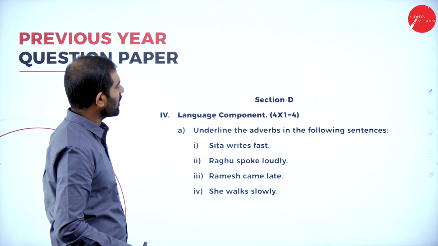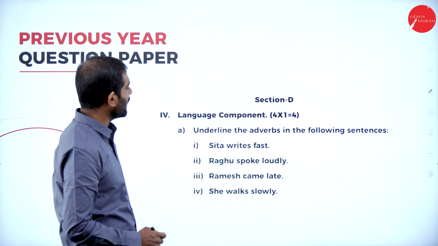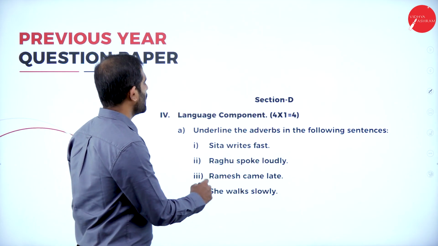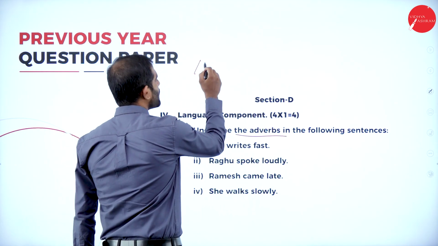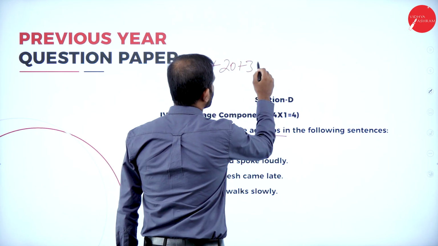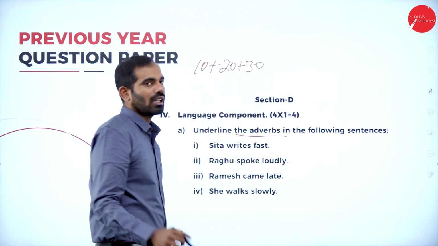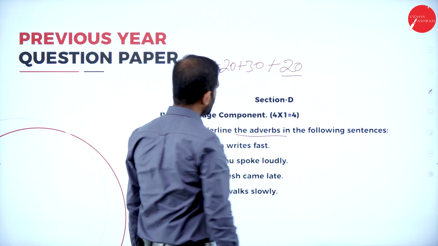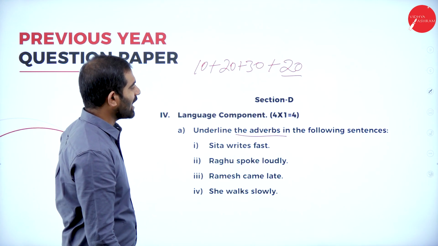This is about question and answers. Let us move on to the language component. In the language component, the very first item is underline the adverbs. Now 10 plus 20 plus 30 is done. Now the remaining 20 marks is for grammar. Underline the adverbs in the sentences.